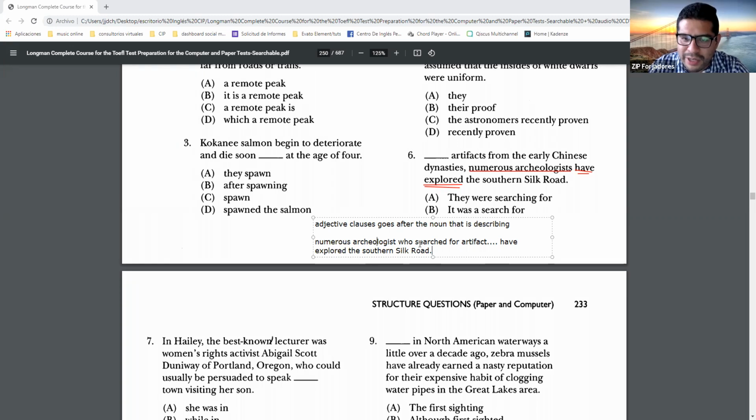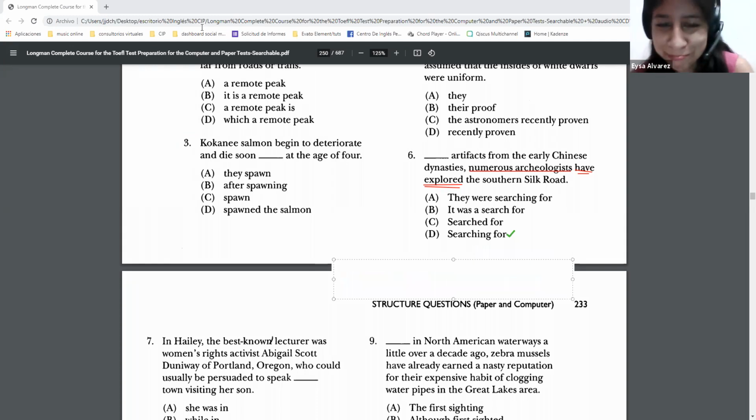Now, if you want to have the adjective clause at the beginning, you can, but it has to be reduced. That means you're going to omit the who and the searched, and you're going to change it to the ing form at the beginning of the sentence. All right.